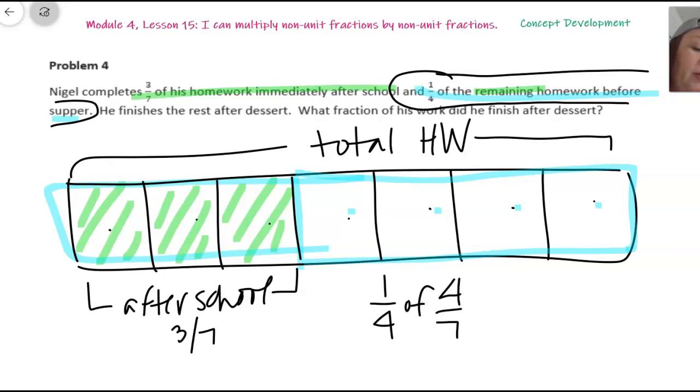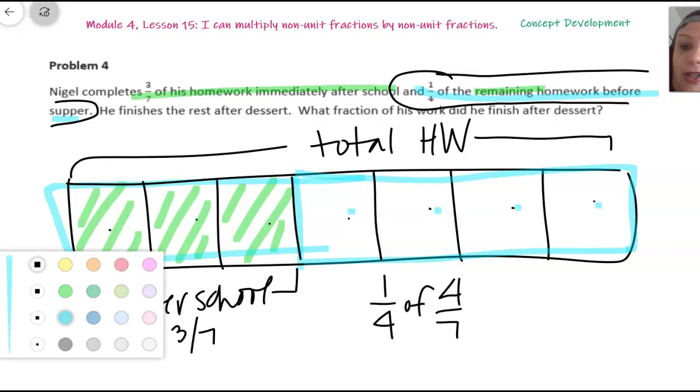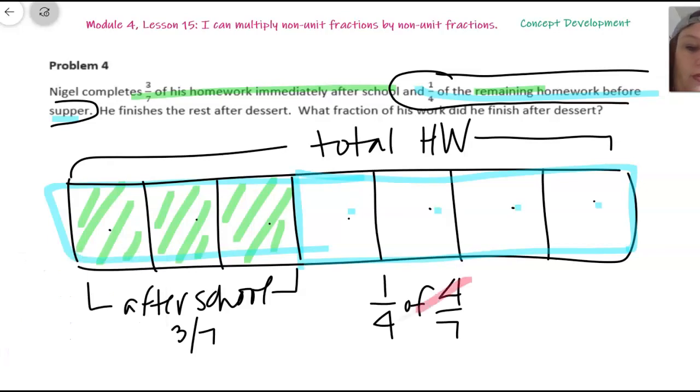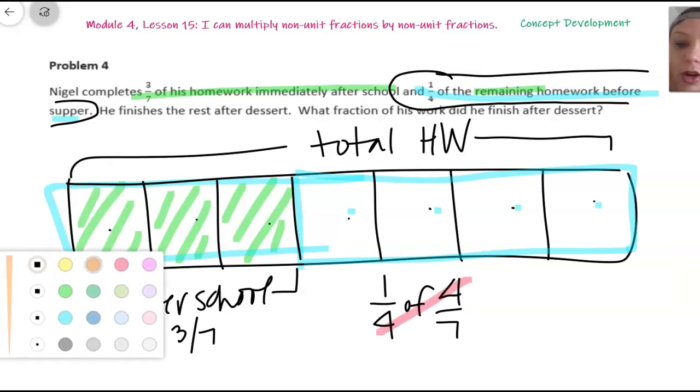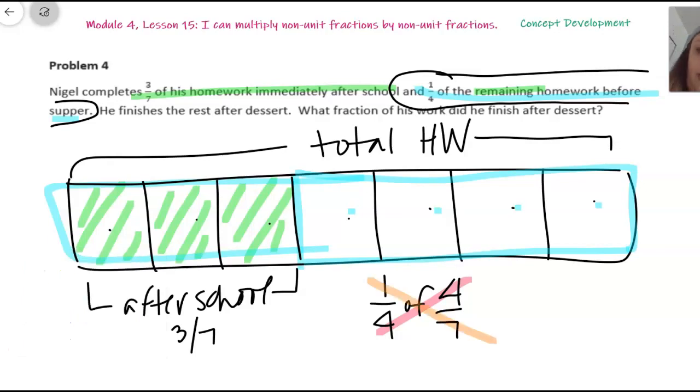4/7. Well, you could draw a rectangular model right now so that you could solve this, or you can do it one of the faster ways, and you can just look for some cross-canceling options here. I know that 4 goes into 4. 4 and 4 can both be divided by 4, so we're going to turn these into 1s. But 1 and 7, that's about as far as it goes. So 1/7 is what 1/4 of 4/7 is.